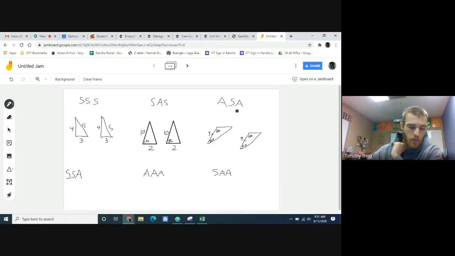Also, angle, side, angle. So these are the 3 that we learned. Angle, side, angle. You have an angle, then a side, then an angle that are congruent, meaning that that'll force the 2 triangles to be congruent.